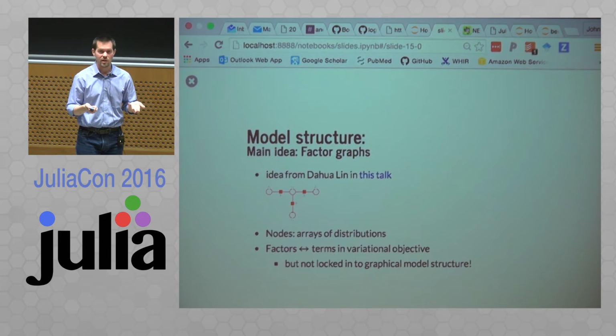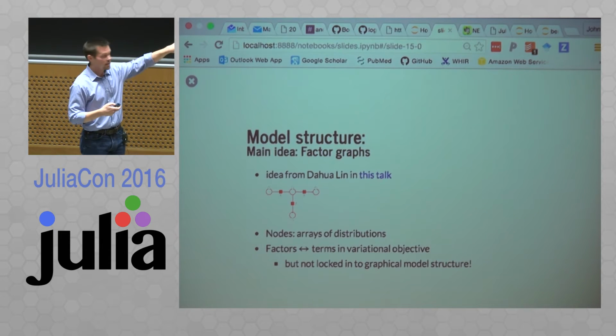But we're not locked into a graphical model structure. Andrew Gelman loves to say this about Stan, that Stan doesn't have to do with graphical models. You're just defining a function you want to optimize. Same thing is going to be true here at the end of the day, but conceptually this is nice.